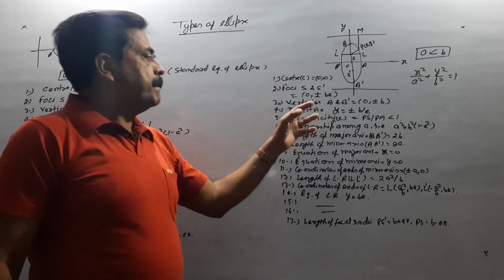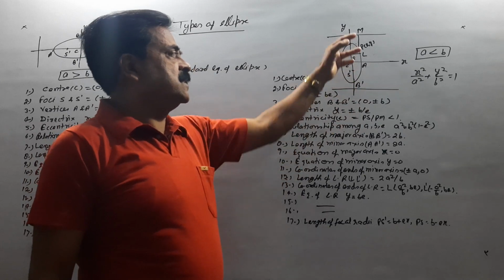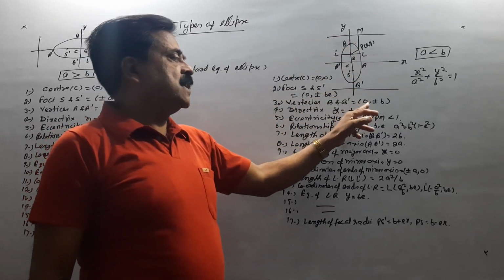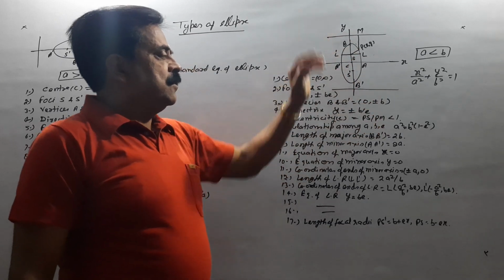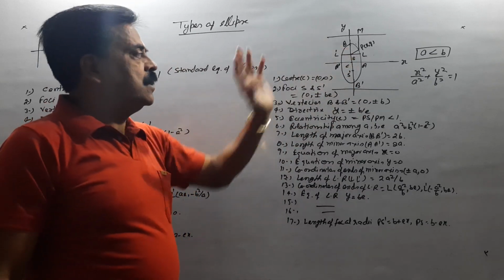And similarly here, for the vertices, the major axis is B dash, so the coordinates are 0, plus minus B, because these points are lying on the y-axis.